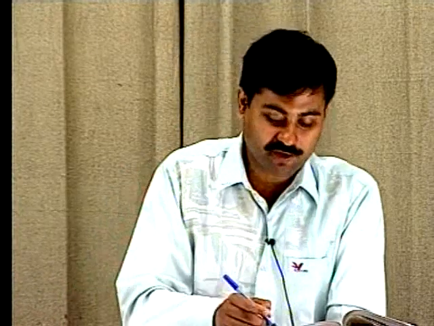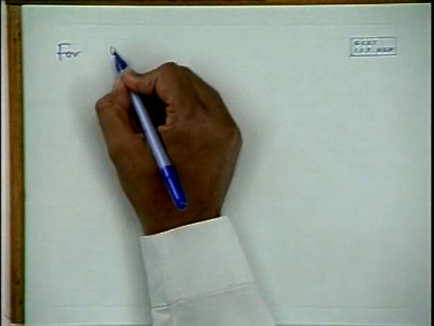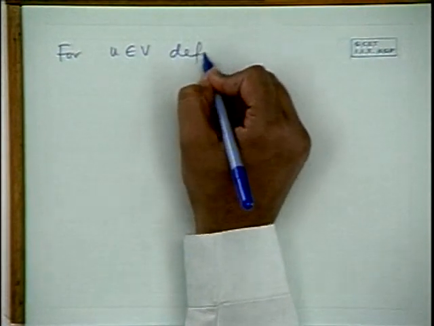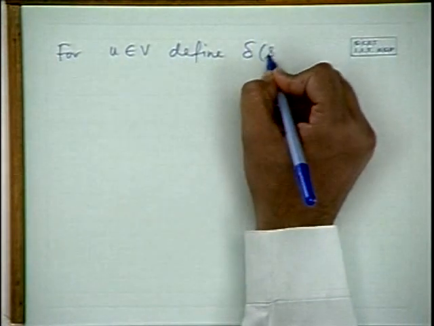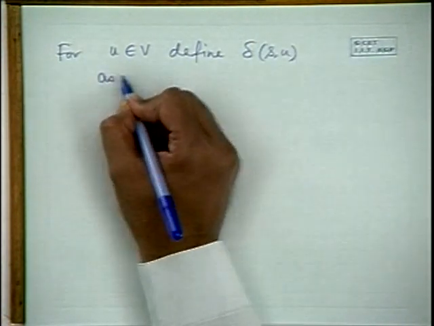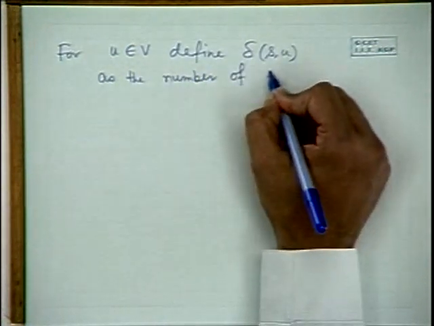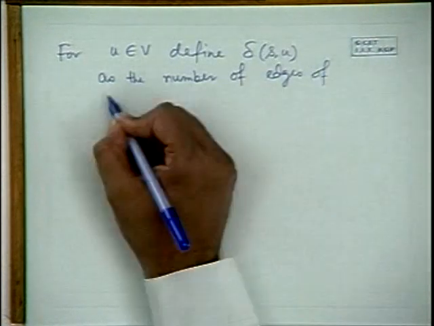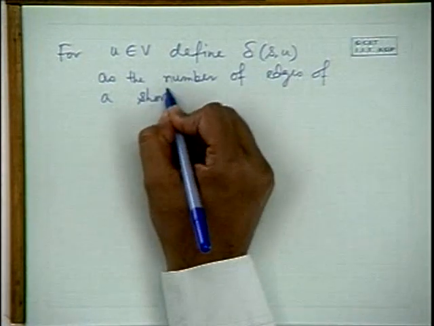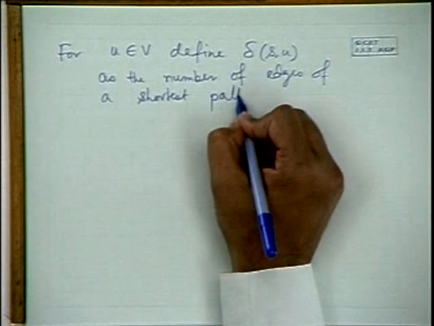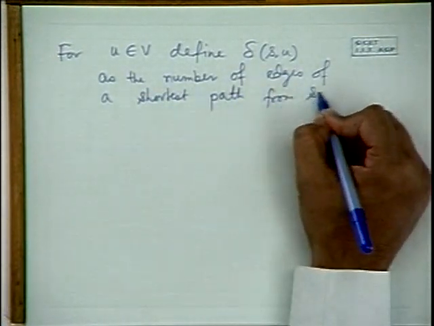Now BFS also gives you an important piece of information. It is basically the distance of a vertex from the starting node. For that I am going to define something. For u belongs to V, define delta(s, u) as the number of edges of a shortest path from s to u.